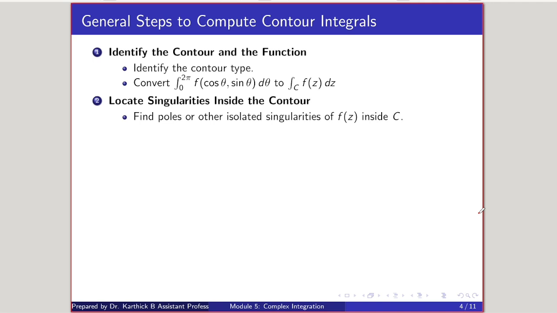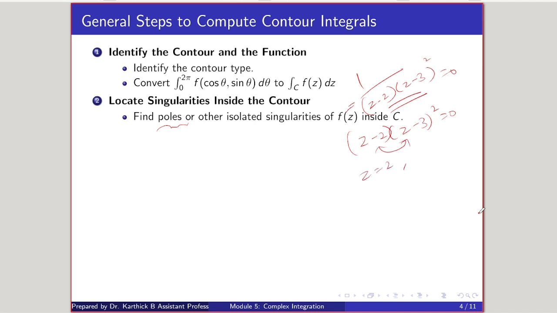How do we find the poles? By equating the denominator of f of z to 0. Suppose I am getting f of z with denominator z minus 2 and z minus 3 cube or square. I have to equate this denominator to 0 and I will find the poles. If I equate z minus 3 whole square equal to 0, then any one of these factors has to be 0.